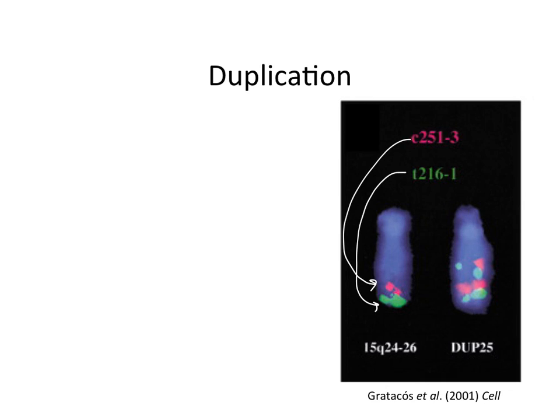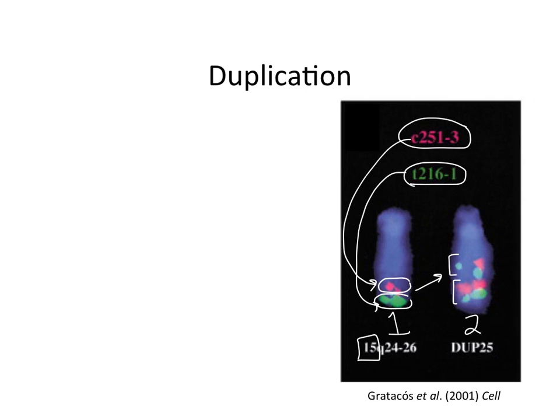And they're looking at chromosome 15 from one individual and from a second individual. And you'll notice that in individual 1, there's 1 red signal, meaning there's 1 copy of DNA sequence C251-3, and there's 1 pair of green signals, indicating that there's 1 copy of T216-1. But in this other individual, there are 2 sets of red and green signals, which suggests a duplication. There's the original version, and there's been a copy.